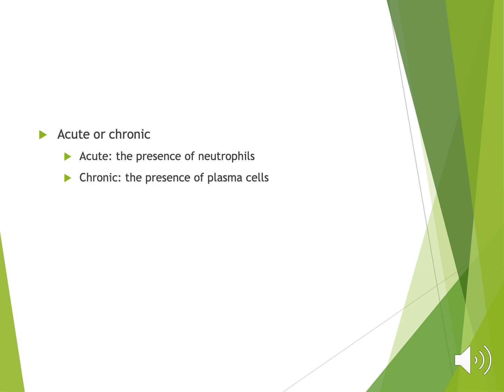Again, endometritis could be acute or chronic. Acute is diagnosed when neutrophils are seen on microscopic examination, and chronic endometritis is diagnosed when plasma cells are seen. Please notice that neither neutrophils nor plasma cells are seen normally in the endometrium.